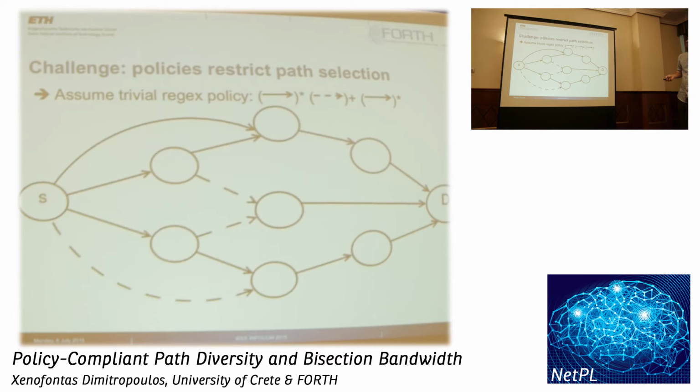And now, if we go back to the MINCAT problem and introduce policies, you will see that policies restrict path selection. So let's consider this example again. And let's consider that we have two types of edges. We have solid edges and we have dashed edges. And let's say that we have a policy that we express like that, as a regular expression. So we can have zero or more solid edges, then we can have one or more dashed edges, and at the end we can have again zero or more solid edges. Then if we compute here the min cut, you will see that in this case, we can take only the two highlighted paths. And therefore, the min cut reduces from 3 that was before to 2 in this case.